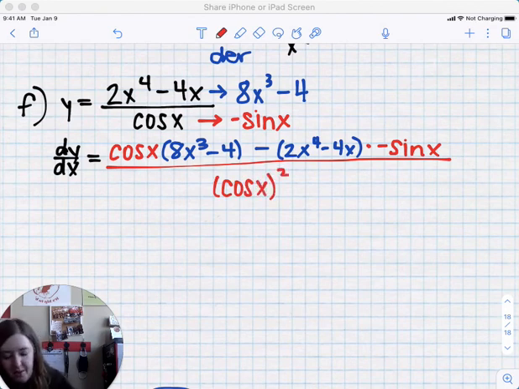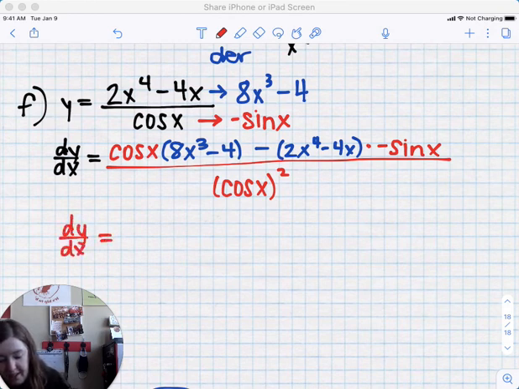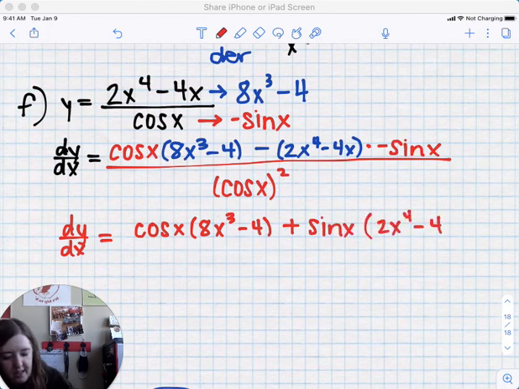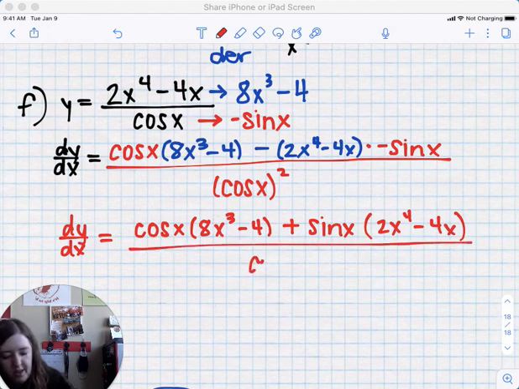Now there's really no nice way to clean this up. I'm going to go ahead and put what I would put as my final answer. Cosine of x times 8x cubed minus 4. Negative times a negative makes that a positive. I'm going to put that sine x out front times that 2x to the 4th minus 4x all over. And then cosine squared just tends to be written like that more often.